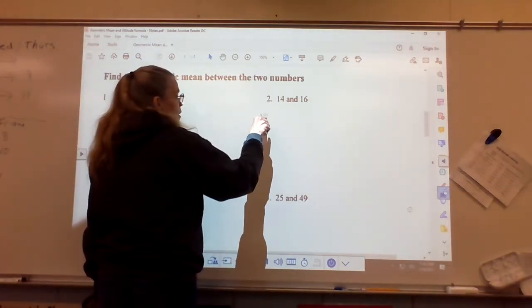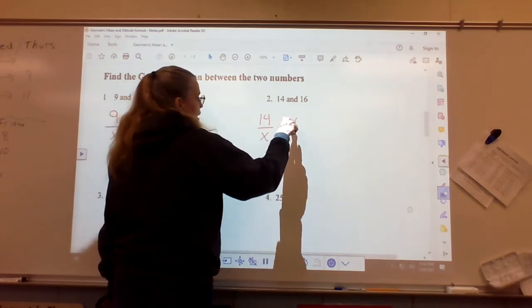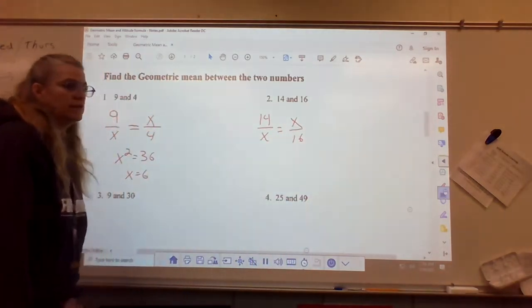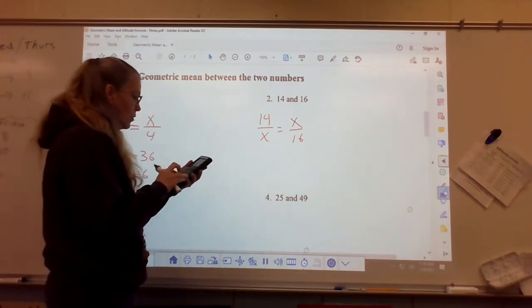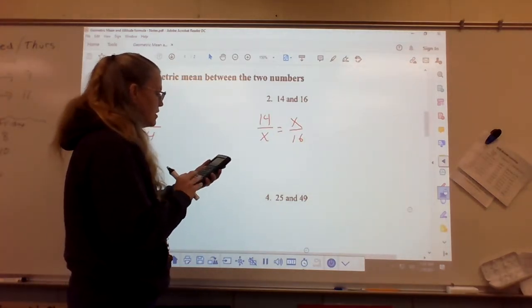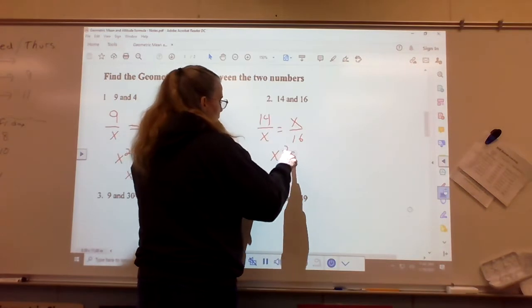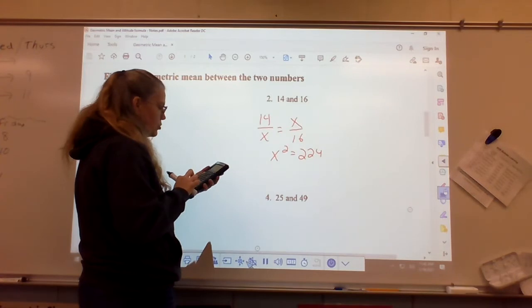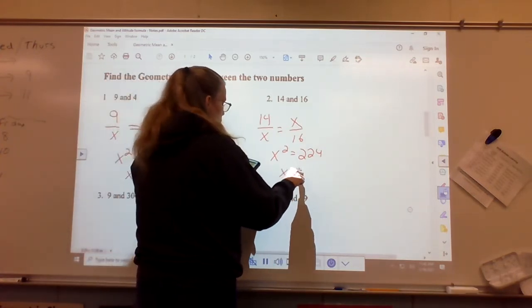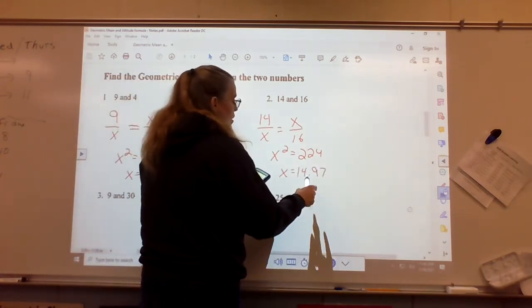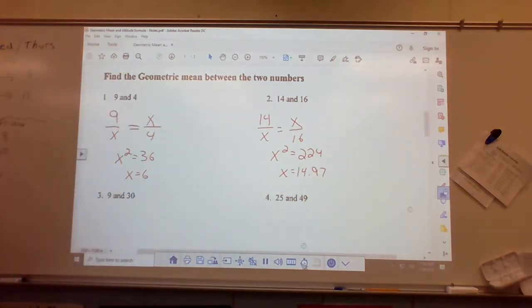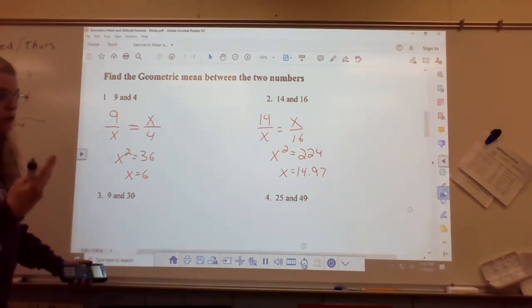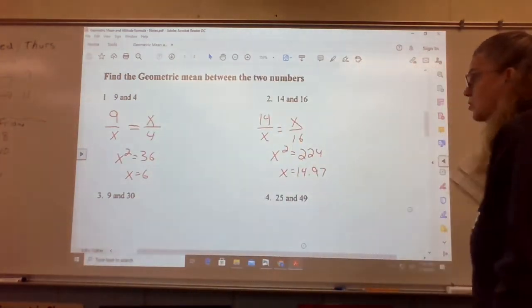So this guy, 14 over X, X over 16. That's how you're always going to set these up. 14 times 16 gives me 224. Sometimes these don't come out even, like this one. So when I take the square root of 224, X equals 14.97. Just round to the nearest hundredths, 2 numbers after. That one actually repeats. If you put 9/6 with a repeating bar, that's fine too. So that's the first two. The rest of them are going to follow the same way.